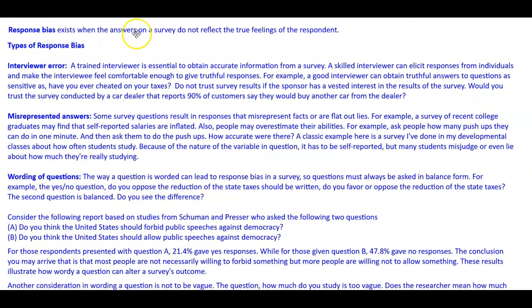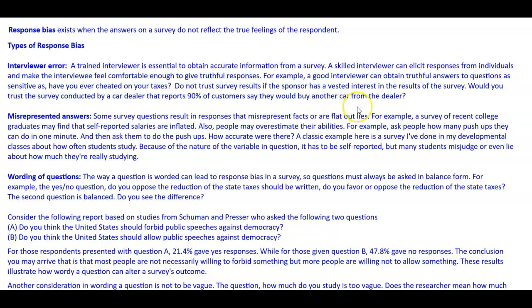Response bias exists when the answers on a survey do not reflect the true feelings of the respondent. Types of response bias. Interviewer error. A trained interviewer is essential to obtain accurate information from a survey. A skilled interviewer can elicit responses from individuals and make the interviewee feel comfortable enough to give truthful responses.